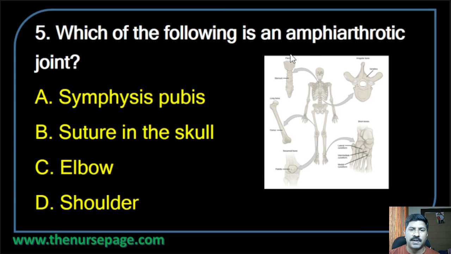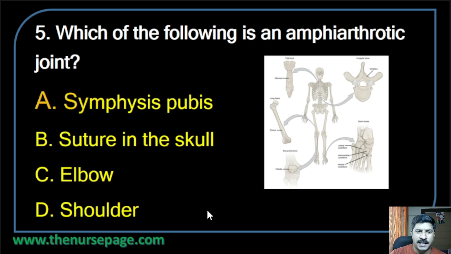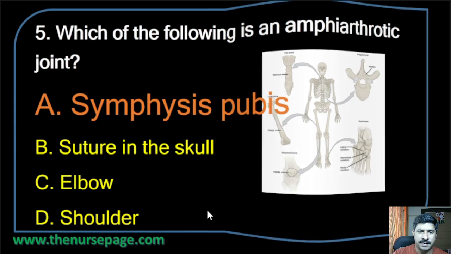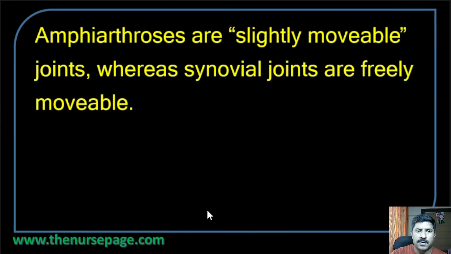Fifth question, which one of the following is an amphiarthrotic joint? Symphysis pubis, suture in the skull, elbow, or shoulder. Amphiarthrotic means it has a dual role. So correct answer is symphysis pubis. Symphysis pubis is a partially moving joint. That is why it is known as an amphiarthrotic joint.